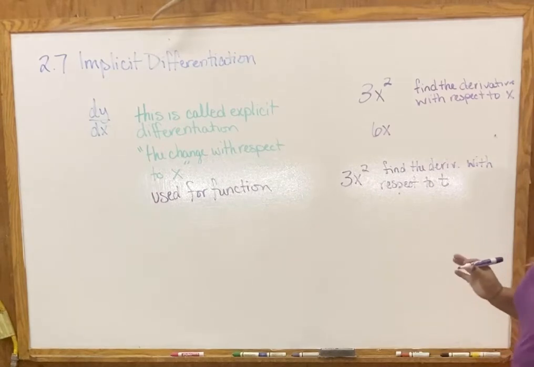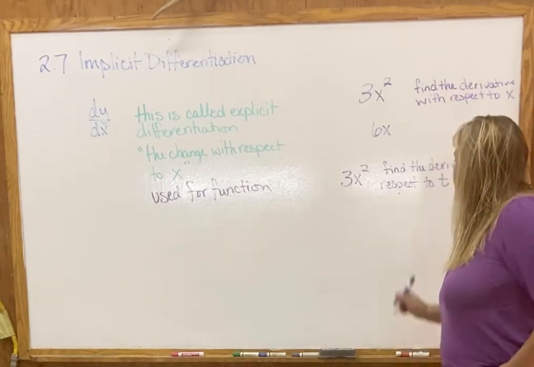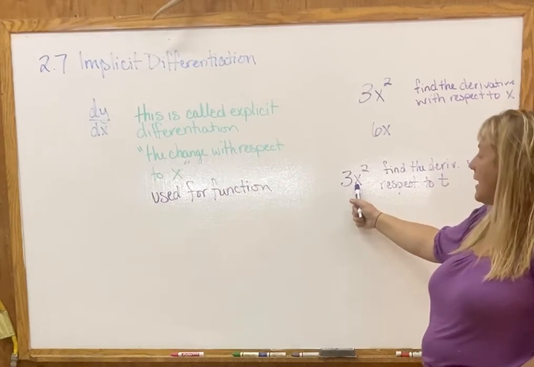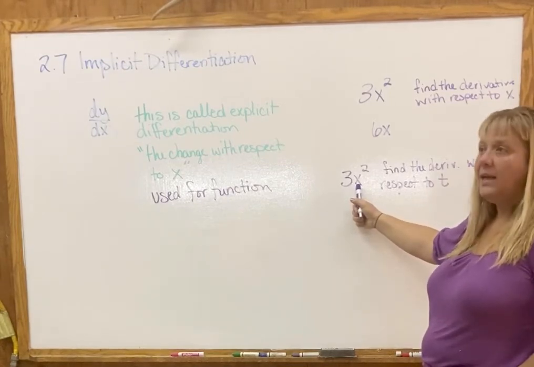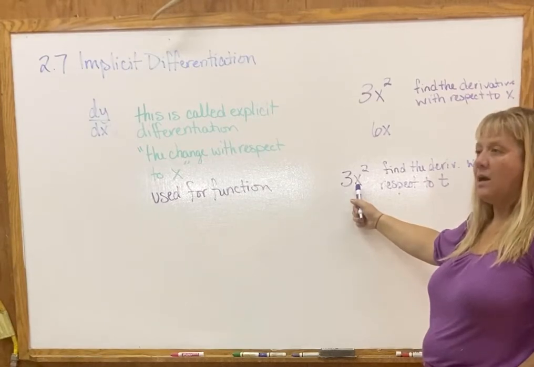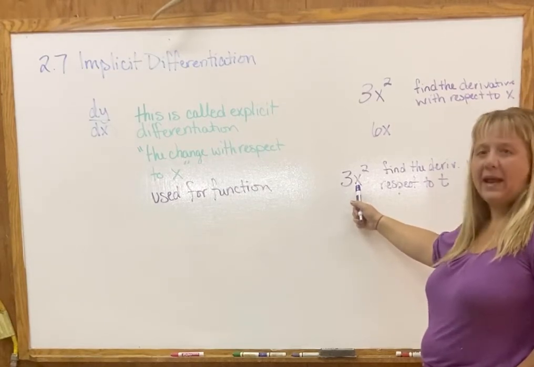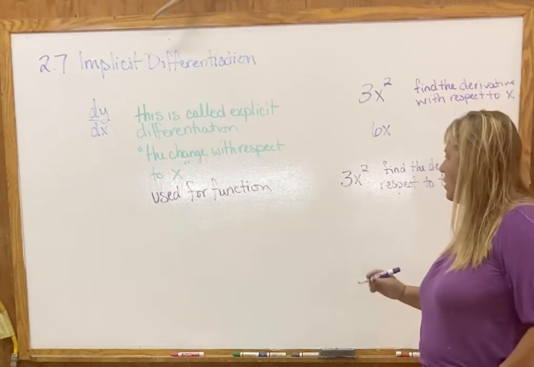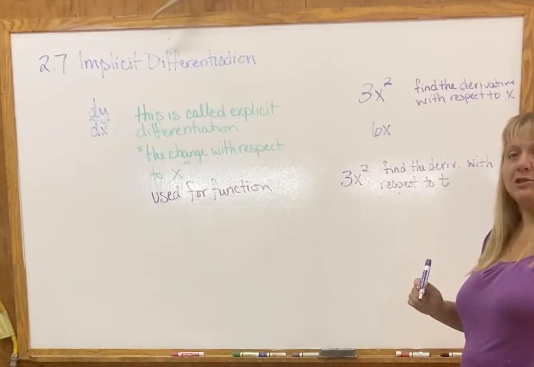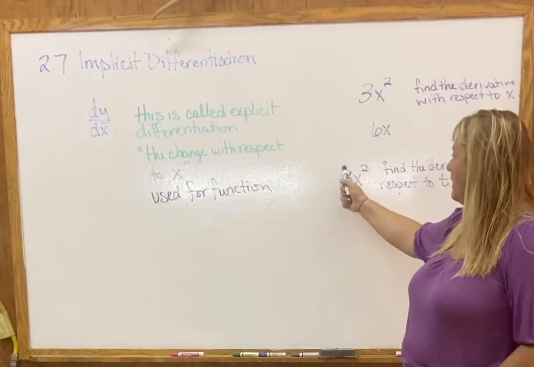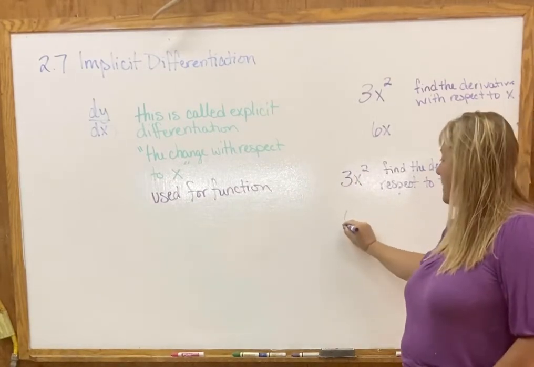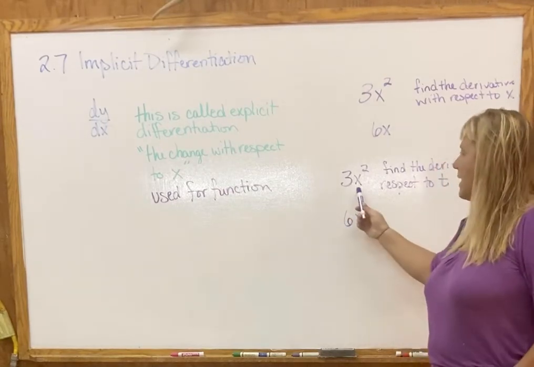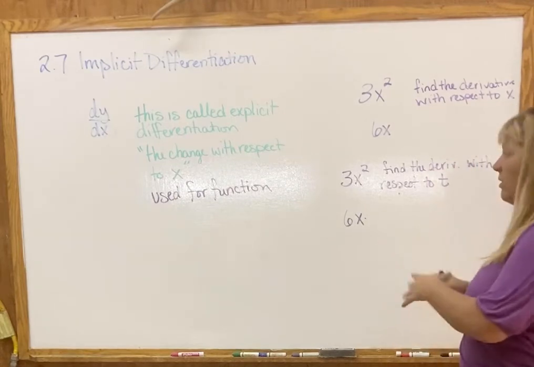Now when we find the derivative with respect to t, what we need to assume is that this x here is an equation that has t in it. So the idea behind this is that we're going to use the chain rule here. So we're going to take the derivative of what we see there. So we're going to have 6x, and then we're going to multiply by the derivative of the inside.